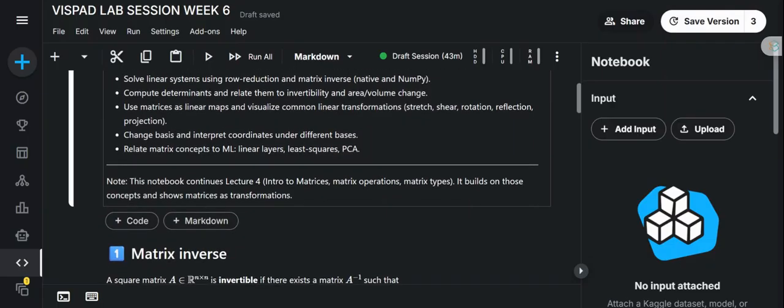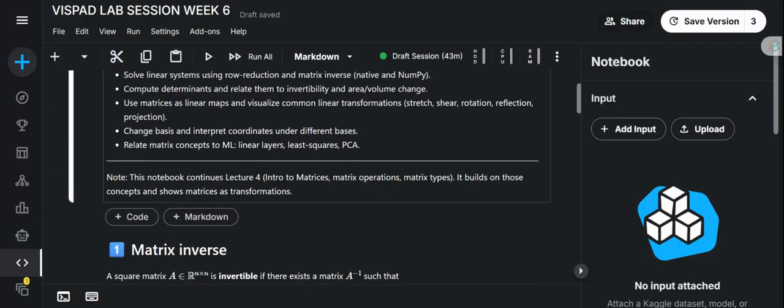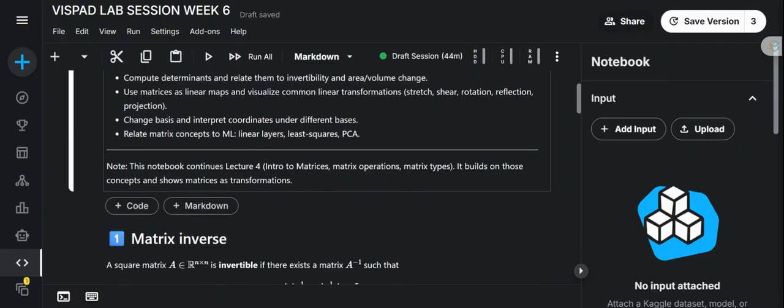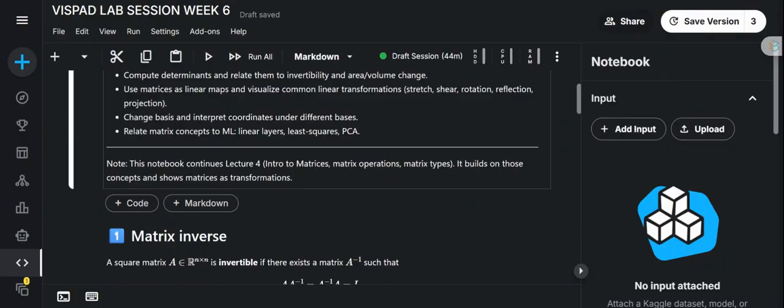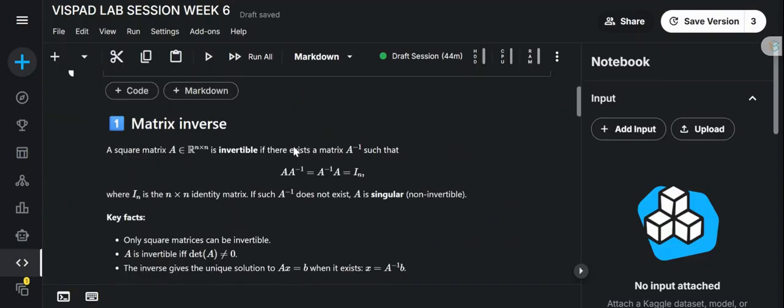We're also going to see how we can use matrices as linear maps, and then we'll also visualize some common linear transformations. We'll look at change of basis, and also we'll look at some applications of what we'll do today in machine learning. Okay, so let's begin.